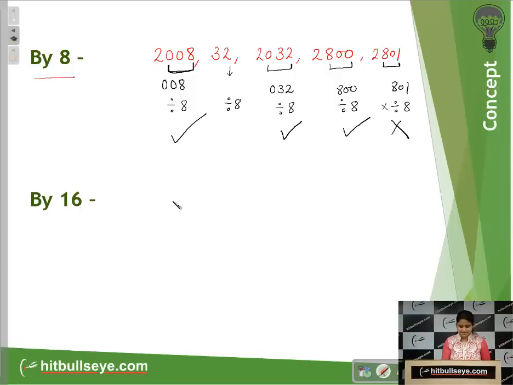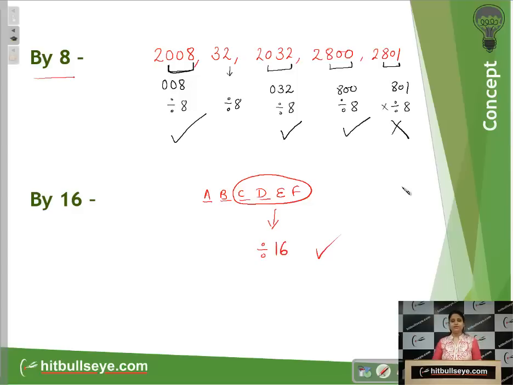We come to the next divisibility rule. Now you can understand, if any number, say I'm writing A, B, C, D, E, F. If the number forming by the last four places of a number is divisible by 16, then we can say my complete number will be divisible by 16. That is the extension of all previous rules.